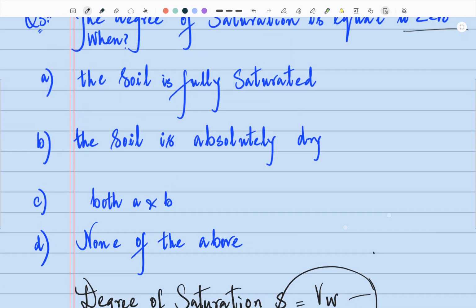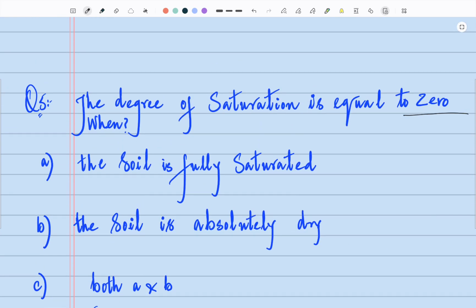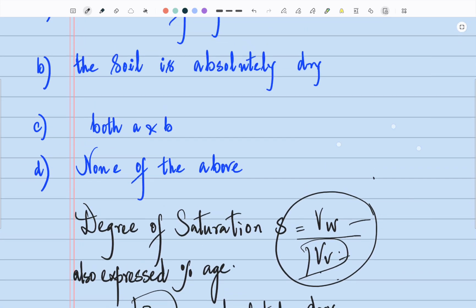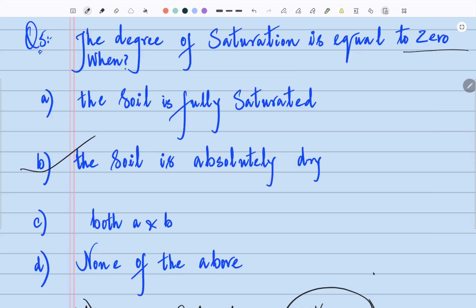Coming back to the question, the question says the degree of saturation is equal to 0 when, as we already learned, the soil is absolutely dry. So option B is the correct option. All right, moving on to the next question.